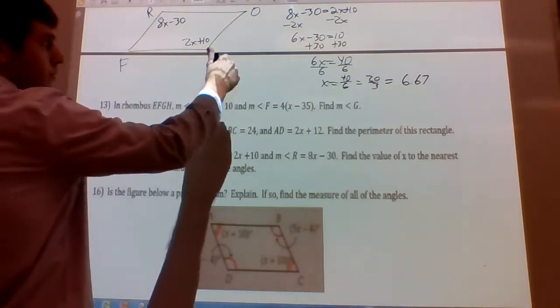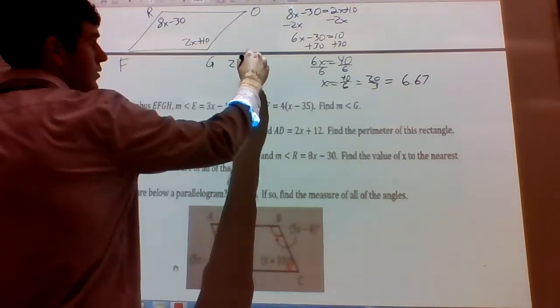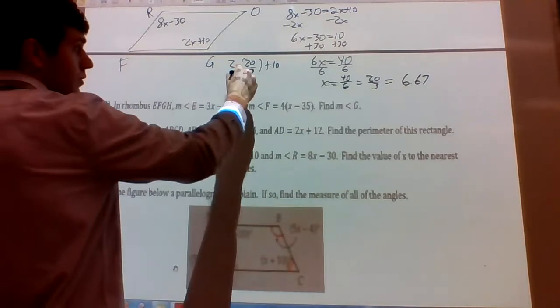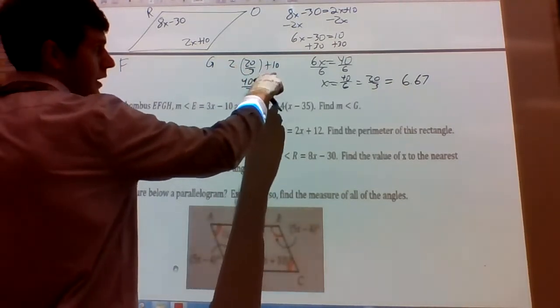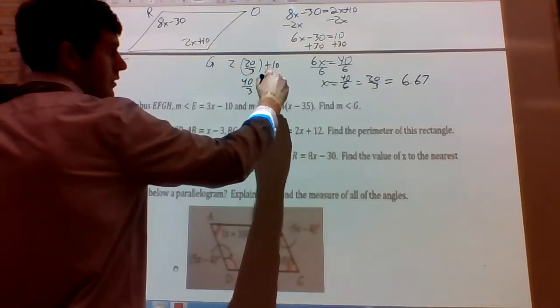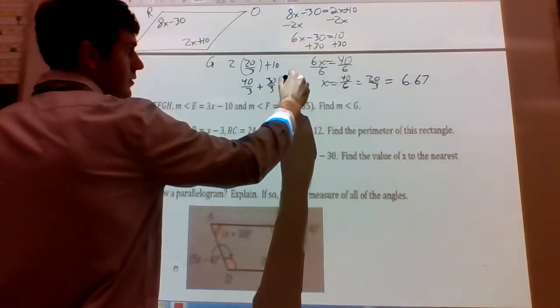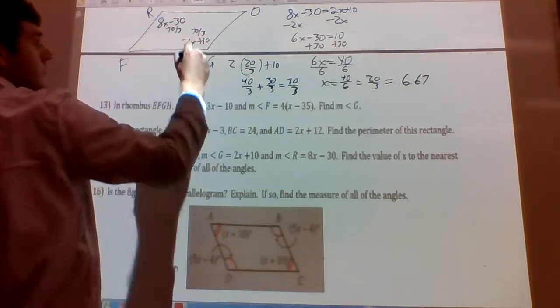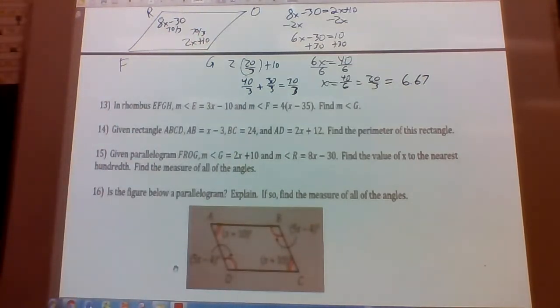So angle G is going to be 2 times 20 over 3 plus 10. So this is 40 over 3, plus common denominator, 30 over 3. So 70 over 3. So this is 70 divided by 3. Right, we should get the same thing.